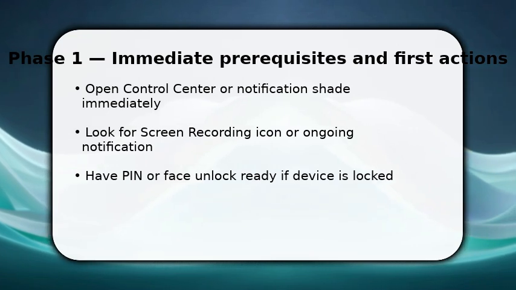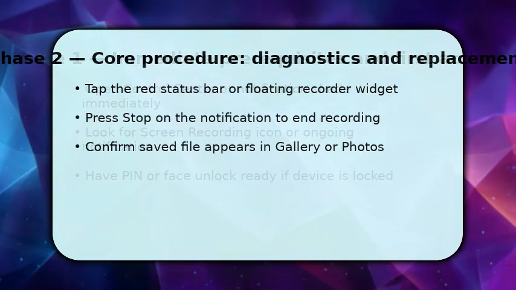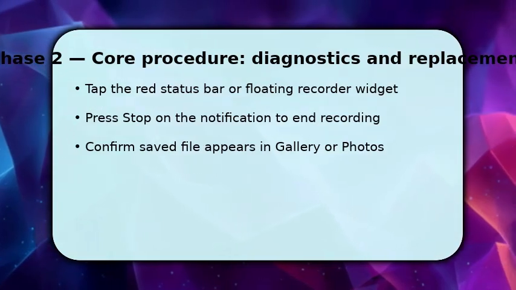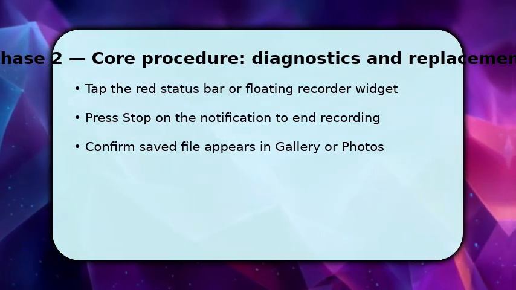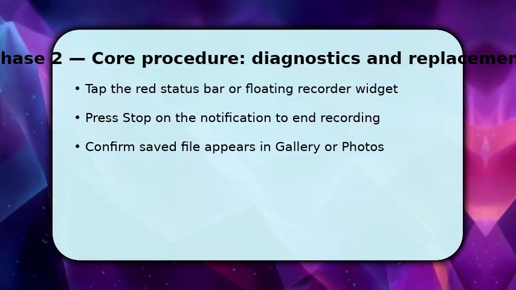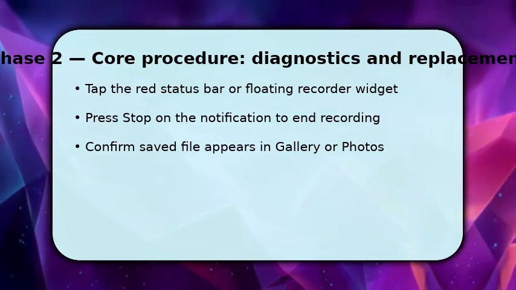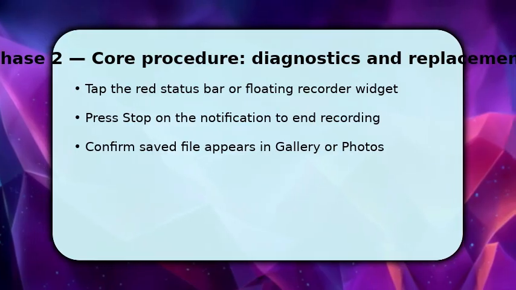Now, interact with the on-screen controls. Tap the red status bar at the top or the floating recorder widget. This will reveal the stop button. Press stop in the notification panel if the widget isn't visible. It's the same command, but sometimes notifications are easier to reach.